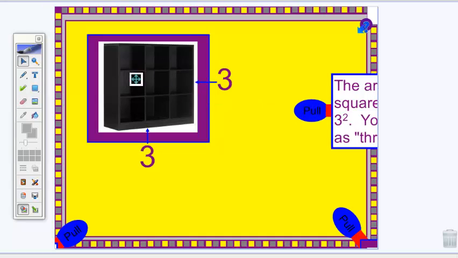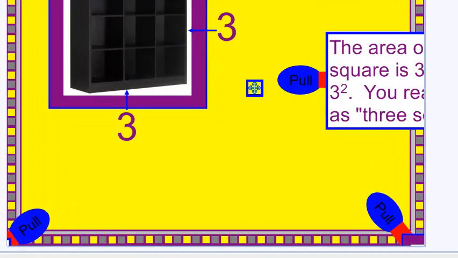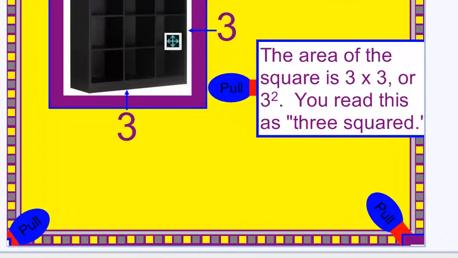Moving on. Here's an example. Here we have a cabinet, some kind of bookshelf that is 3 by 3. To find the area of this bookshelf, we can say the area of the square is 3 by 3, or we can also say it in exponential form, 3 squared. So we read this as 3 squared.